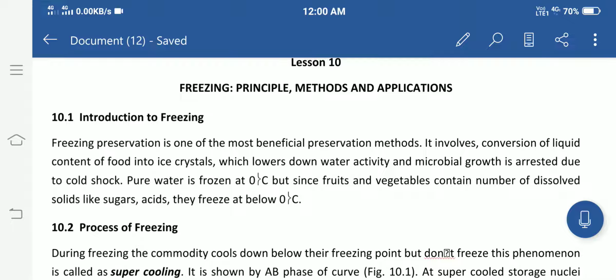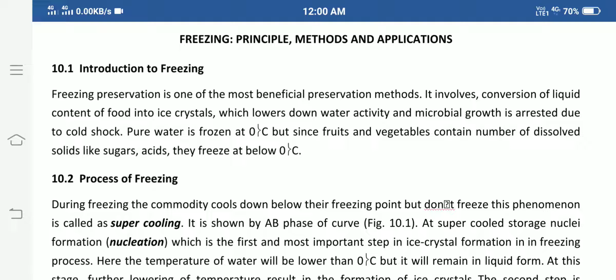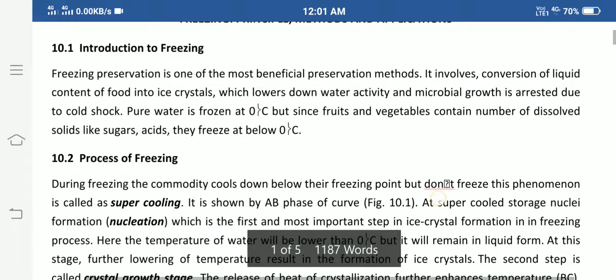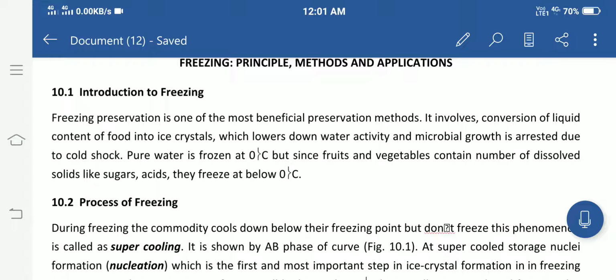What is freezing? Freezing is conversion of liquid content of food into ice crystals. Basically, it is phase change from liquid to ice. It lowers down the water activity and microbial growth is arrested due to cold shock. Now, what is water activity? Water that is available for microbial growth is basically covered in the water activity.